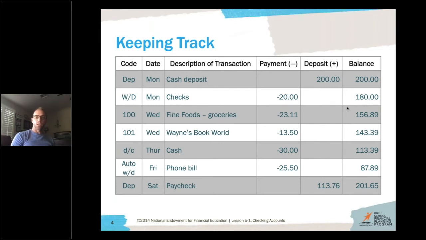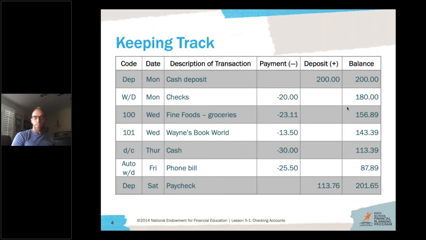It's still good to track in the actual checkbook what you're spending, because then you can look at that and compare it to what your bank statement says at the end of the month and reconcile it and make sure that you're on. And if you're not on, then you need to figure out what's different. Why is the bank saying that you have a different amount than your checkbook says? So it's still good to do this.